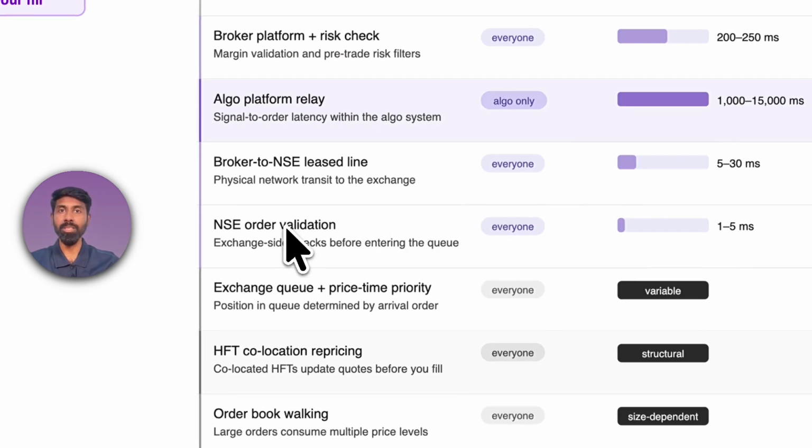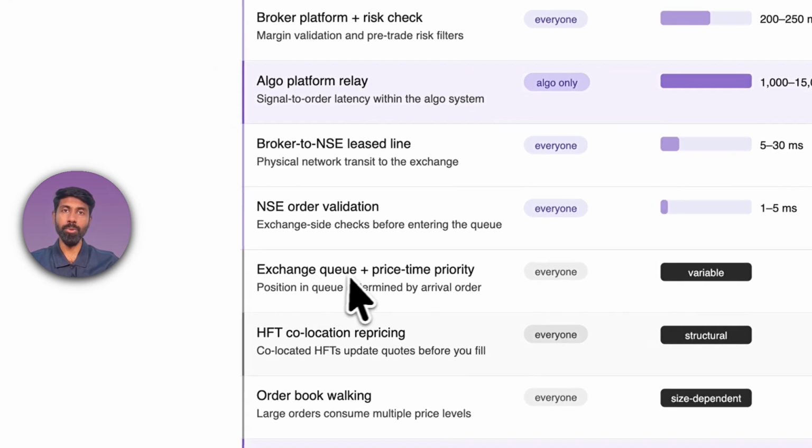Next, NSE performs its own validation checks. There is some delay. Then the exchange keeps your order in a queue and based on price time priority, your order is matched. That is, the best price order is first taken. After that, the order which came early, right? Many orders might have the same price. So within those orders, time is checked and based on these, the orders are matched. So where your order will actually be in the queue is completely random based on several things. That is why slippage cannot be accurately determined.